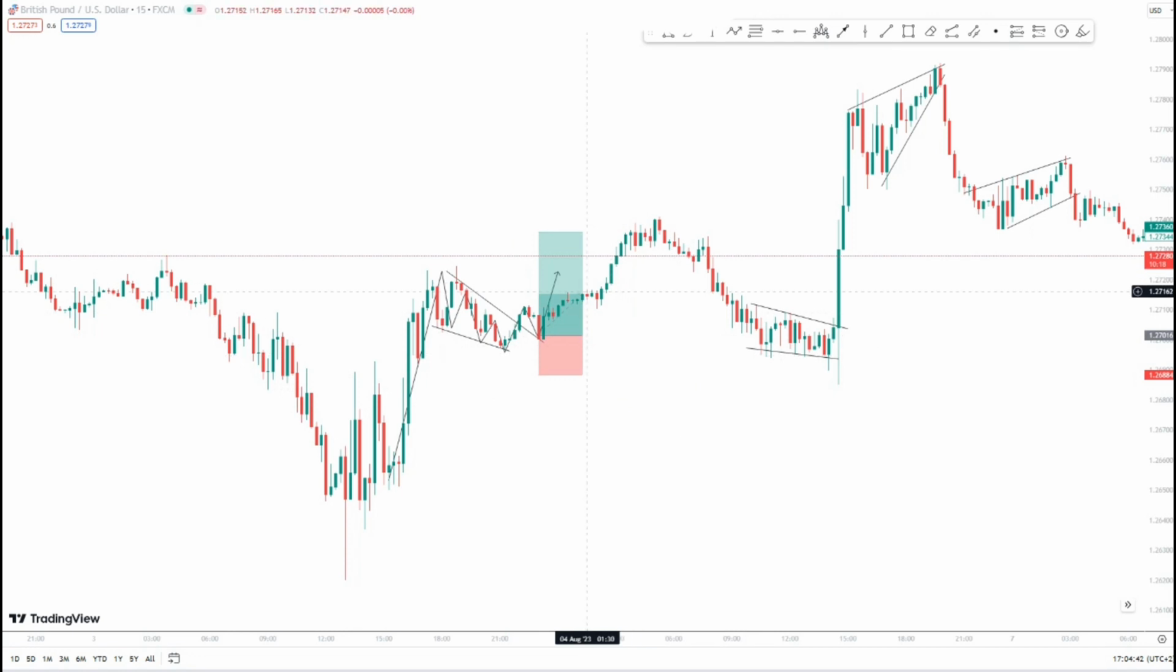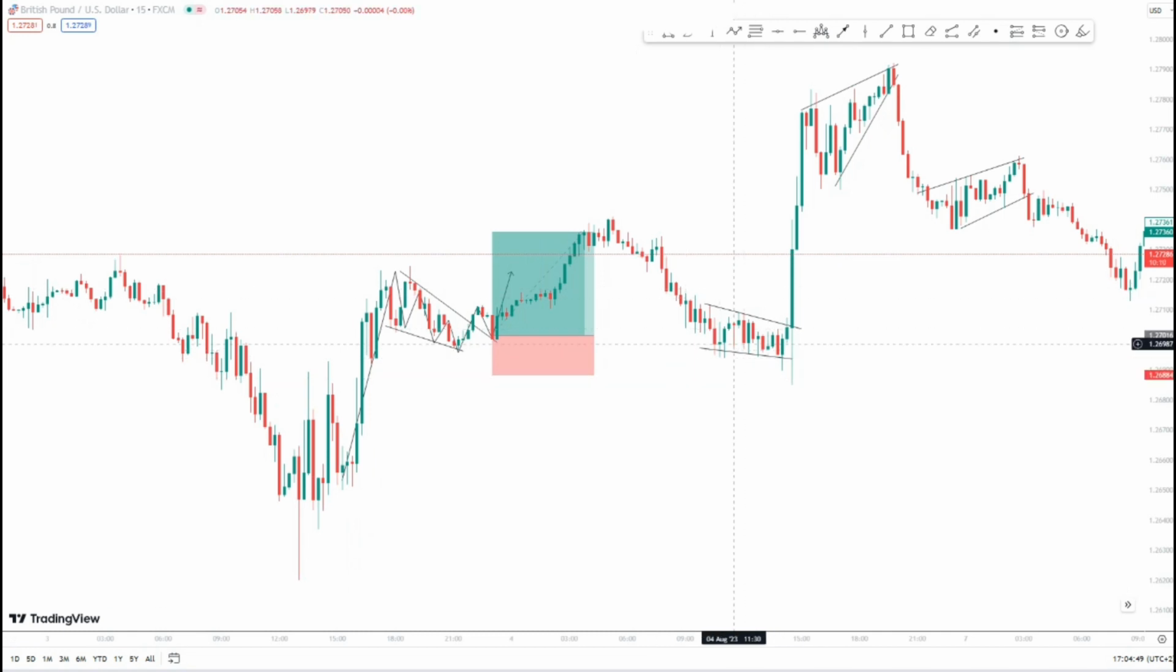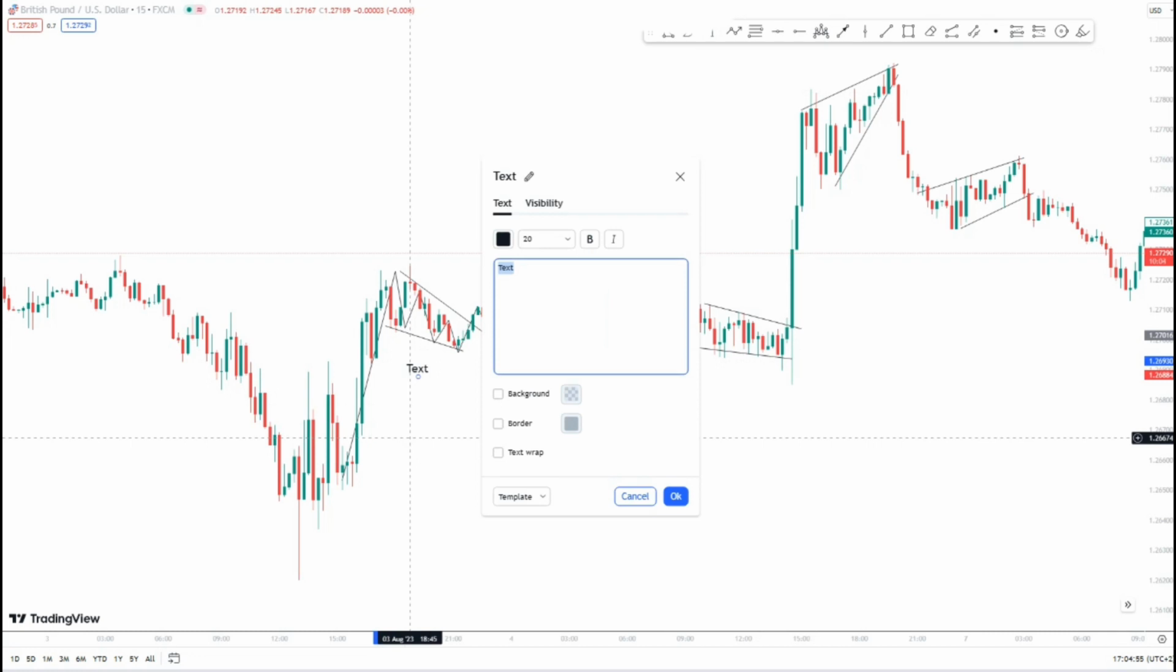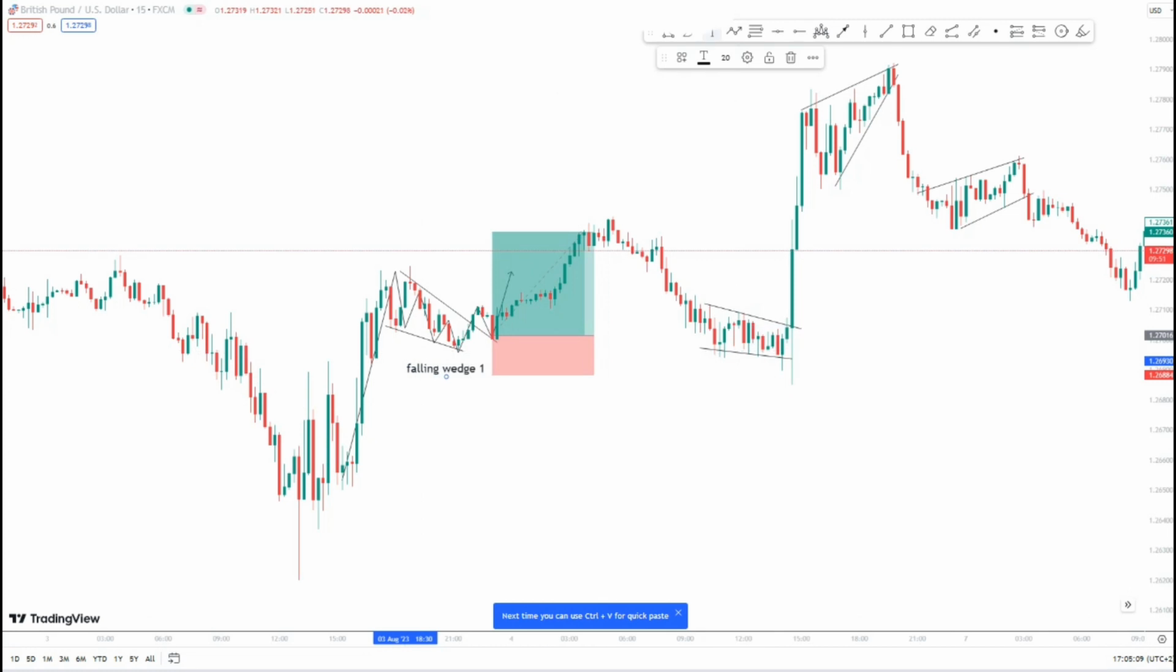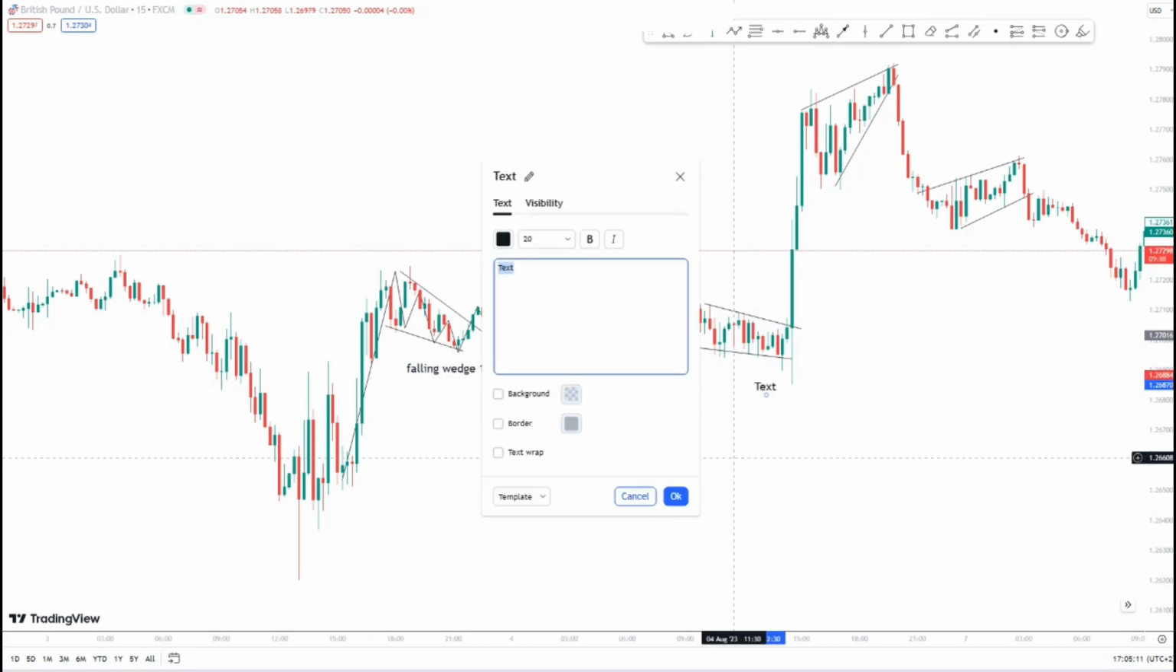But as I said, these patterns appear in 2 versions. But this is still a falling wedge. Let me just put the names on that. We'll just call this the falling wedge 1. And then we'll call this the falling wedge 2.